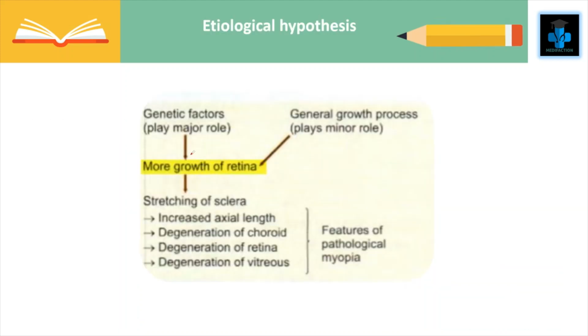So this right here is the etiological hypothesis of pathological myopia. The genetic factors play a major role, and the general growth process plays a minor role. Both of these contribute to more growth in the retina and result in the features of pathological myopia, which are increased axial length, degeneration of the choroid, degeneration of the retina, and degeneration of the vitreous.